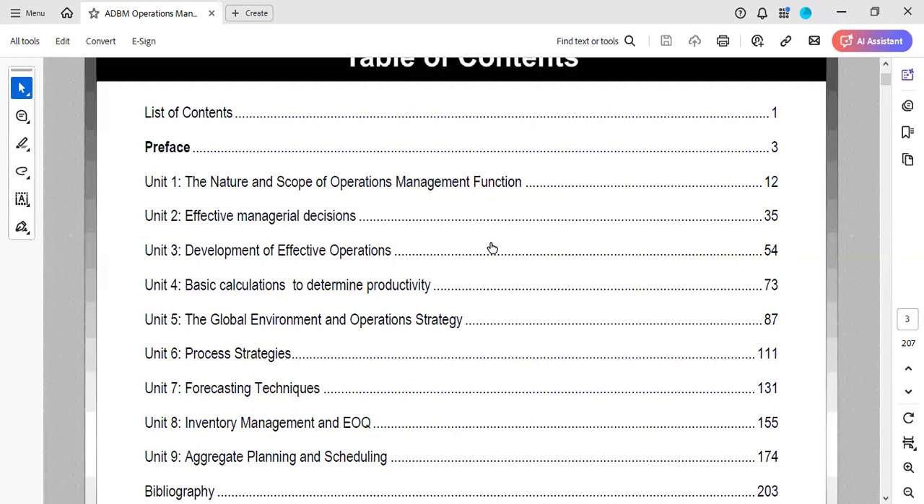5, the global environment and operations strategy. 6, process strategies. 7, focusing techniques. 8, inventory management and economic order quantity. And then the last one being aggregate planning and scheduling. So these are the topics that we are going to cover. We're going to do revision after we are done with all the 9 topics.